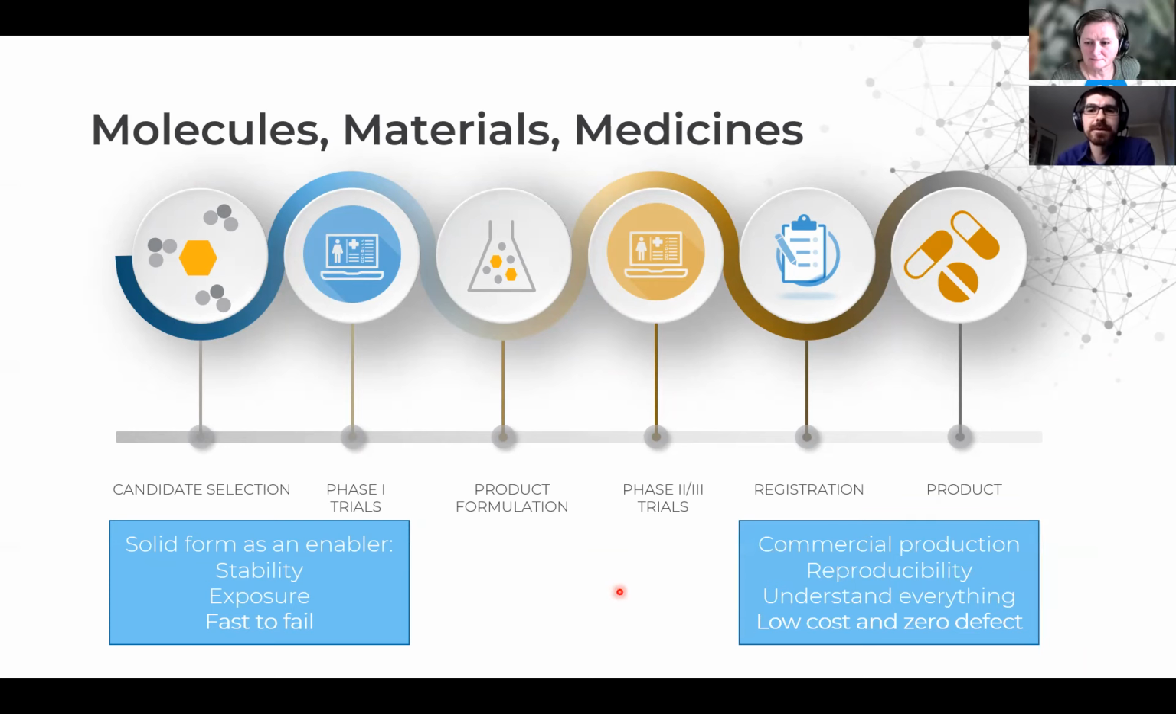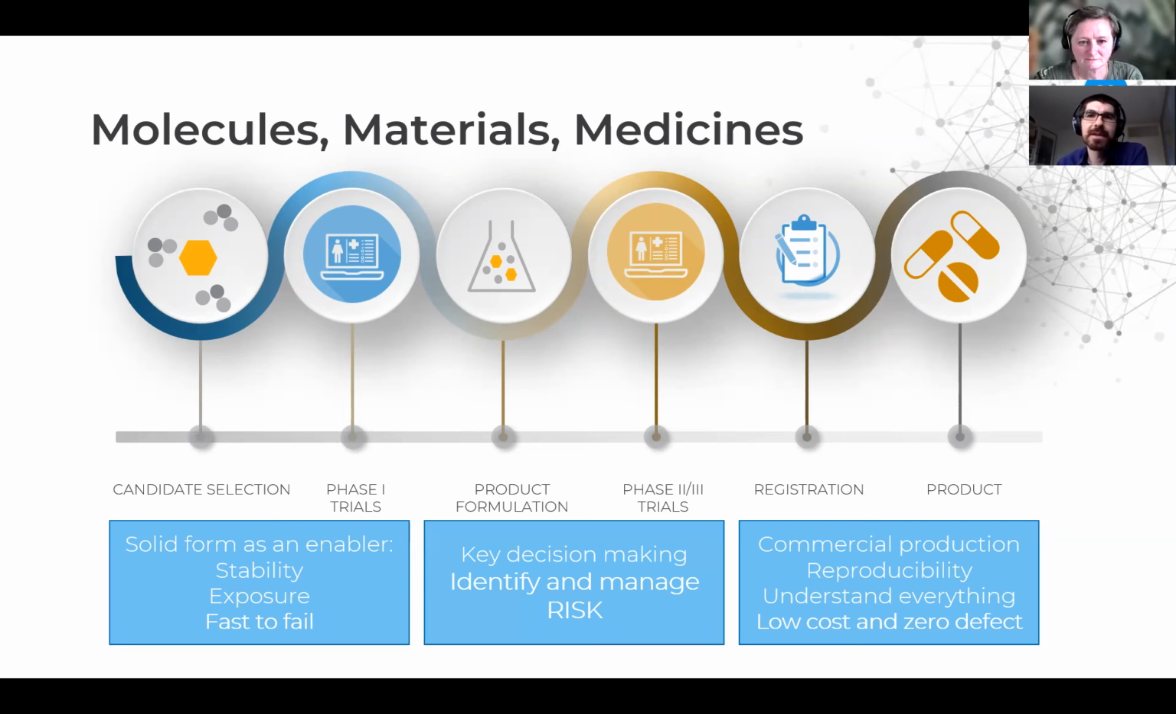At the other end of the cycle, we can think about registration and regulatory submissions and thinking about how we upscale our manufacturing to larger facilities. And that involves a lot of its own challenges. There's challenges about reproducibility. There's challenges around making sure that what we do in the lab successfully scales up to our production. And we need to make sure that we're doing everything in low cost and zero defect. Batch failures aren't good at that point in time. We want to make sure that we know what we're doing and we can reproduce it every time so that everything is as cost effective as it possibly can be.